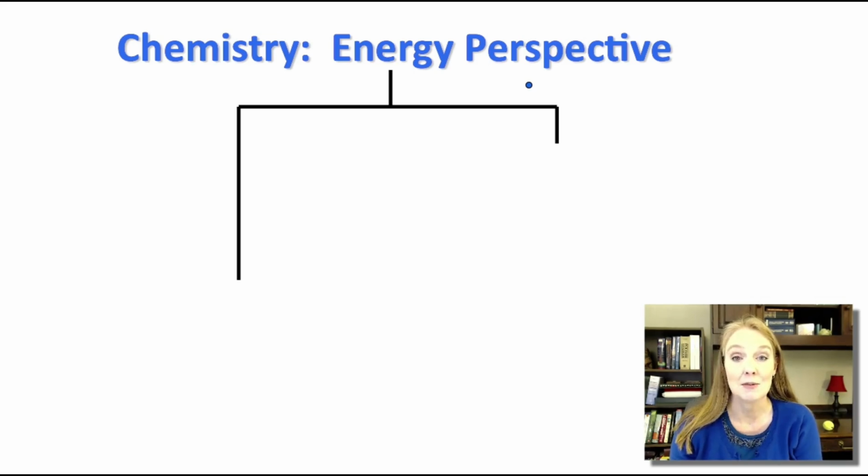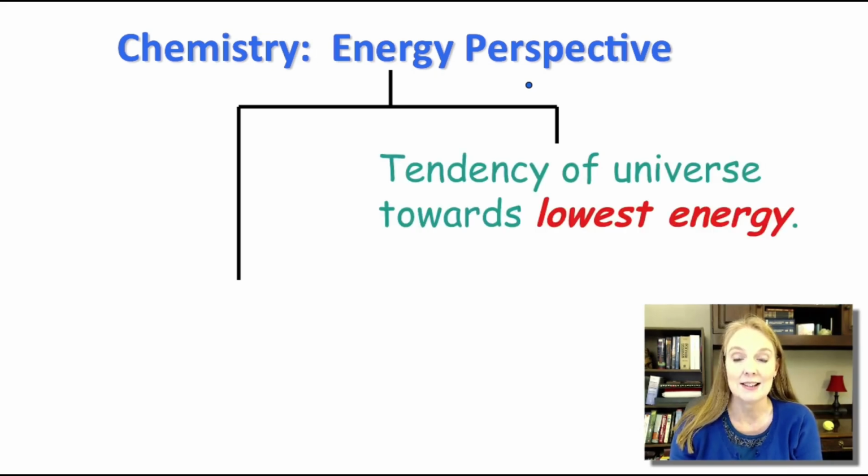The first one that comes up over and over again when one studies chemistry is the tendency of the universe towards the lowest energy state. The free energy of the system will always spontaneously move towards the lower energy state.